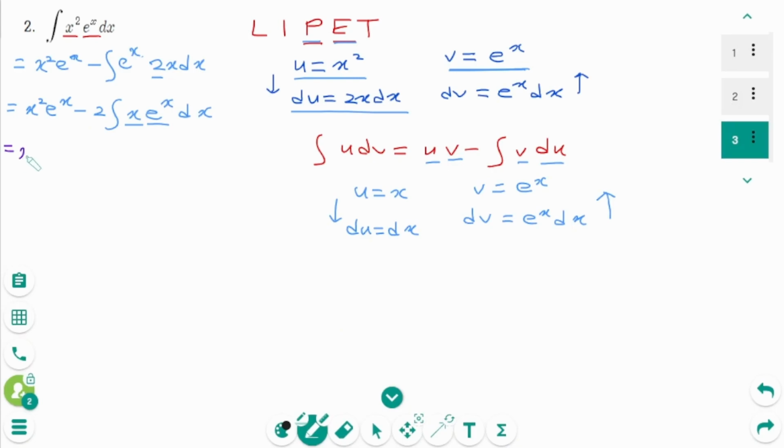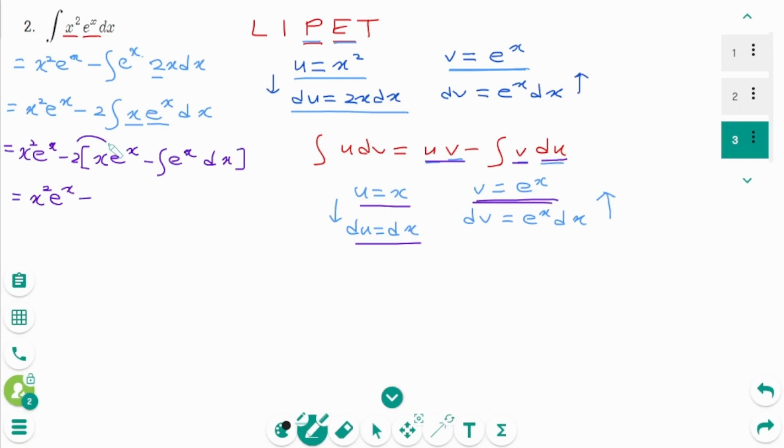And keep the first one, x squared e to the power of x minus 2 times, use the formula uv, u is x, v means e to the power of x, minus the integral of v, e to the power of x, du means dx. And expand: x squared e to the power of x minus 2x e to the power of x.